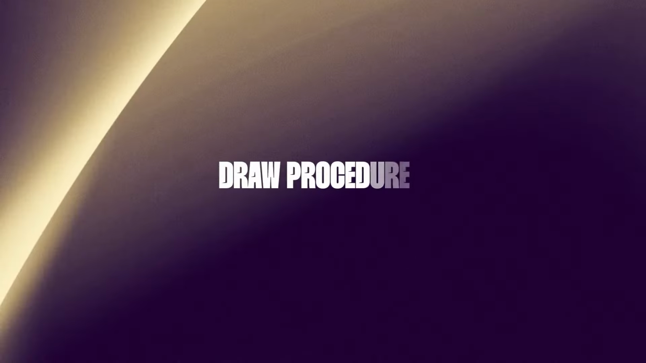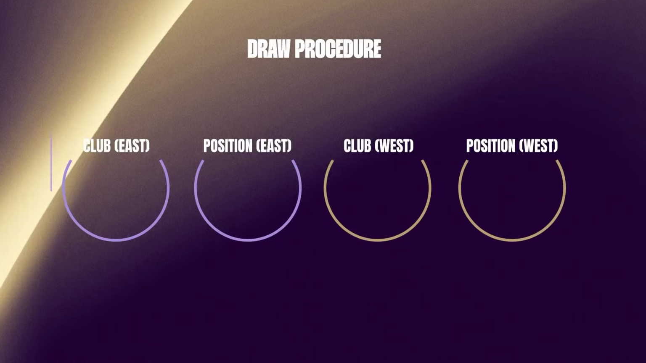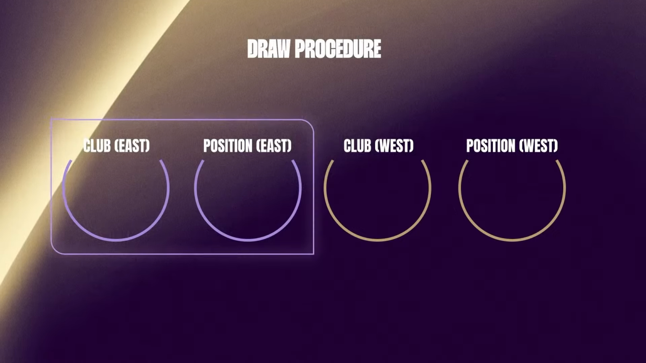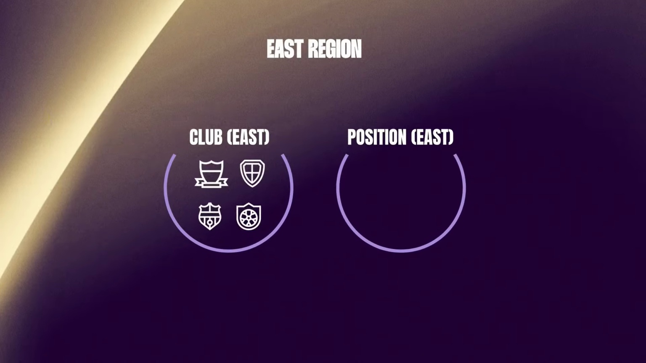Draw procedure. A total of 4 pots, 2 club pots and 2 position pots will be utilized for the draw as per the seeding and pot allocation principle. The draw shall commence from the East region with the highest seeded club of the league stage. East region. 4 clubs are allocated into 1 club pot and 4 position balls are allocated into 1 position pot. The highest seeded club of the league stage will be identified by a different colored ball from the other balls within the club pot East.